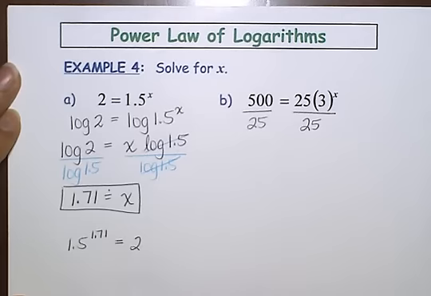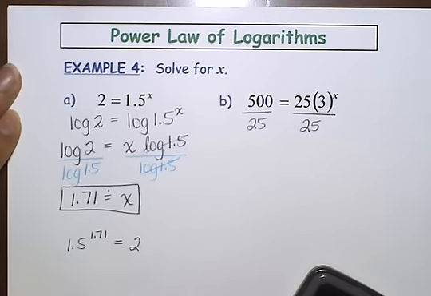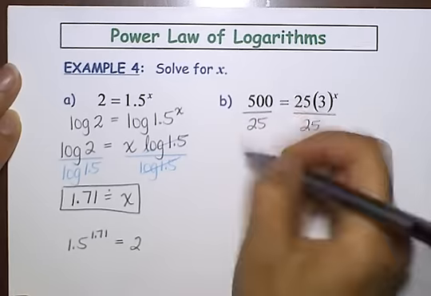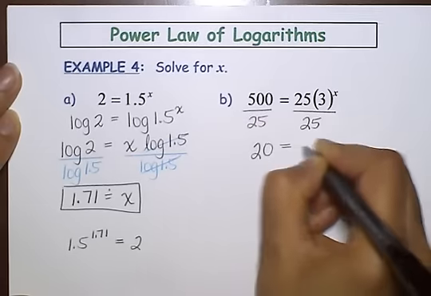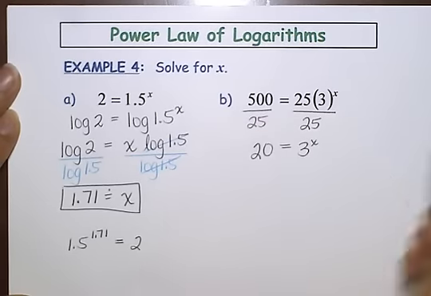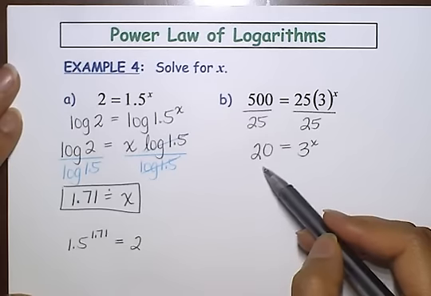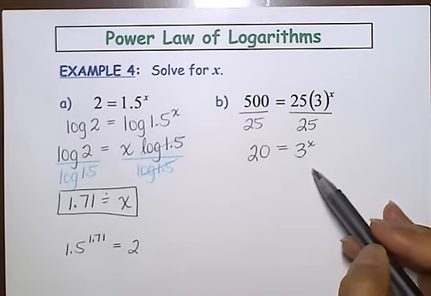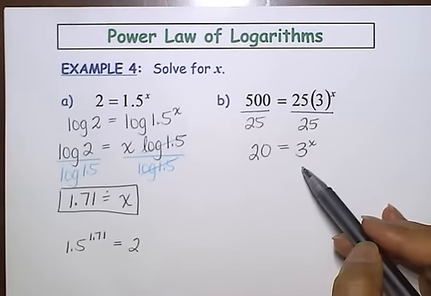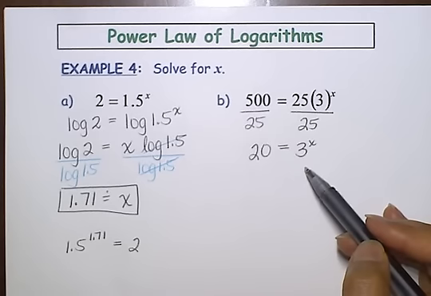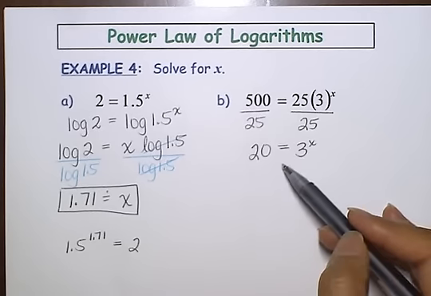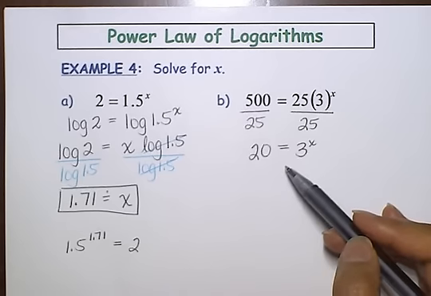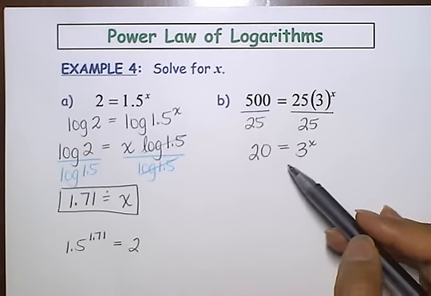And what I end up with is 500 divided by 25 is 20. So I have 20 is equal to 3 to the exponent x. Now again, I have two different bases, and I don't have any way of writing 20 as a base of 3. So I know this is going to give me a decimal answer for x. And again, I can do trial and error and try to figure out 3 to what exponent will give me a result of 20. Or I can take the log of both sides to try to solve for the exponent. So that's what I'm going to do.